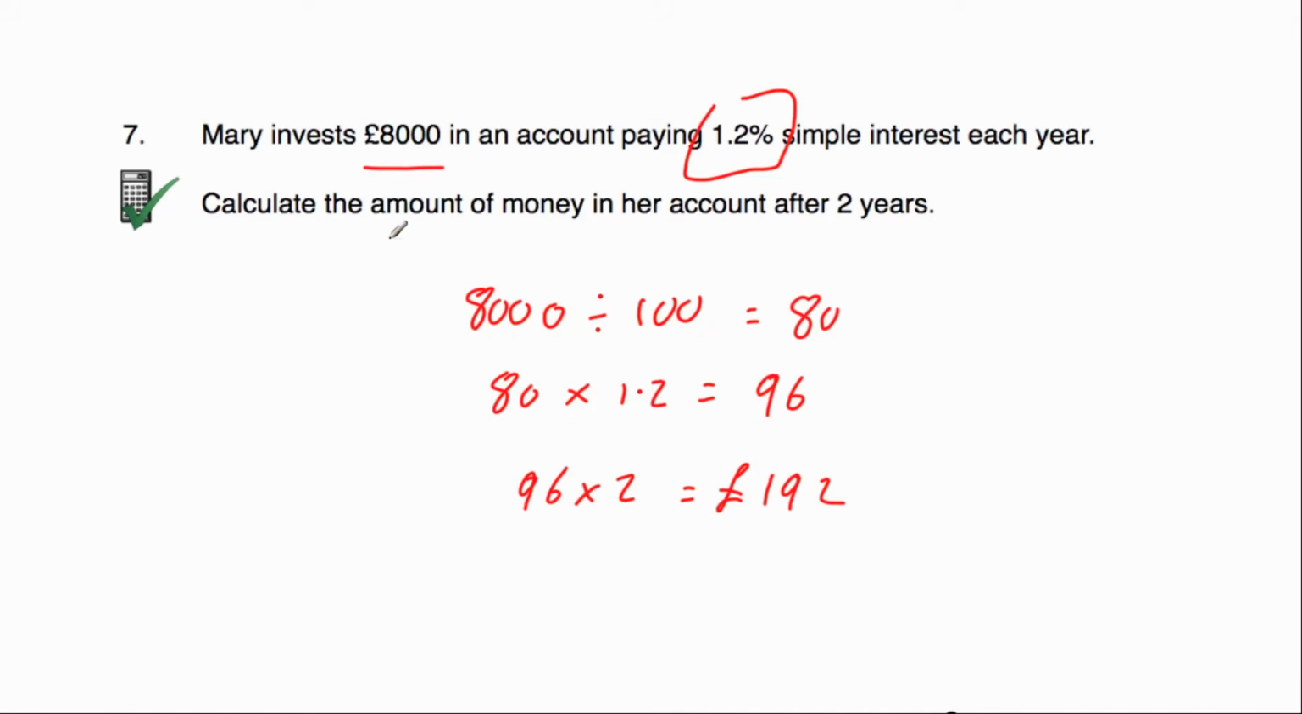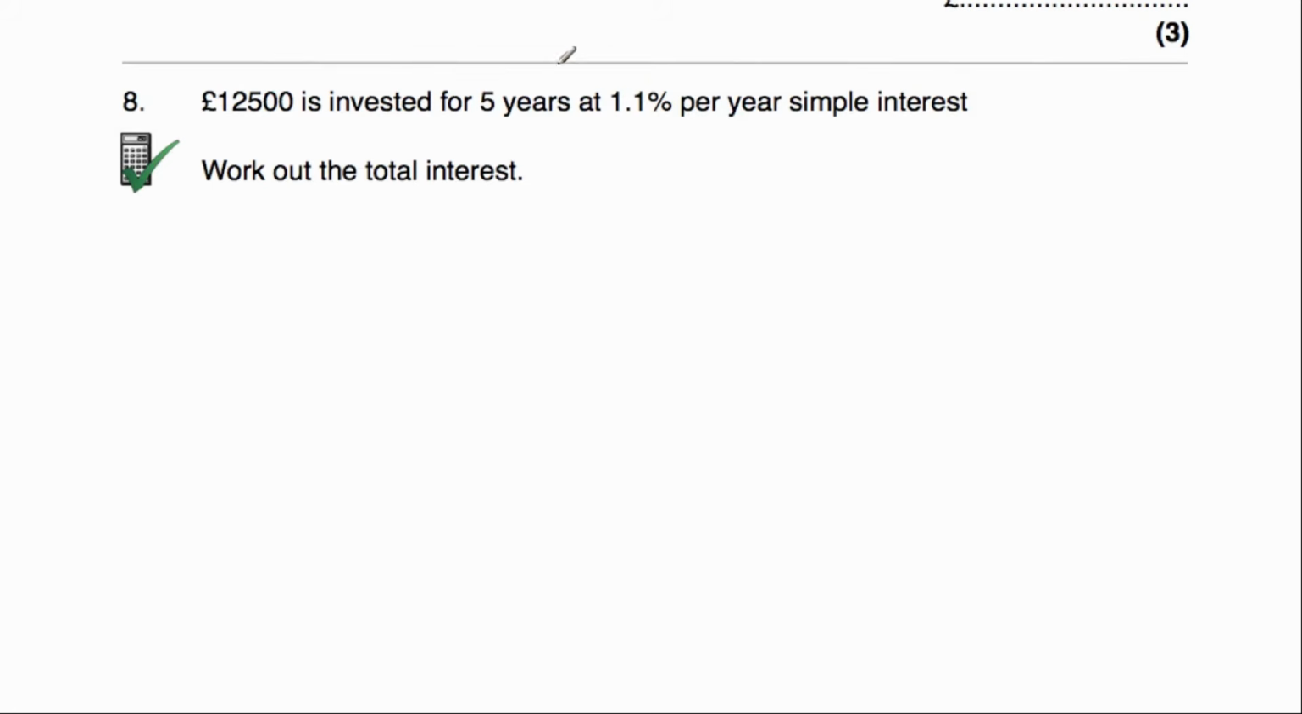But the question asks us to calculate the total amount of money in her account after 2 years. So we're going to take 8,000 and add £192, and that would be £8,192. And that's it. So let's have a look at question 8.